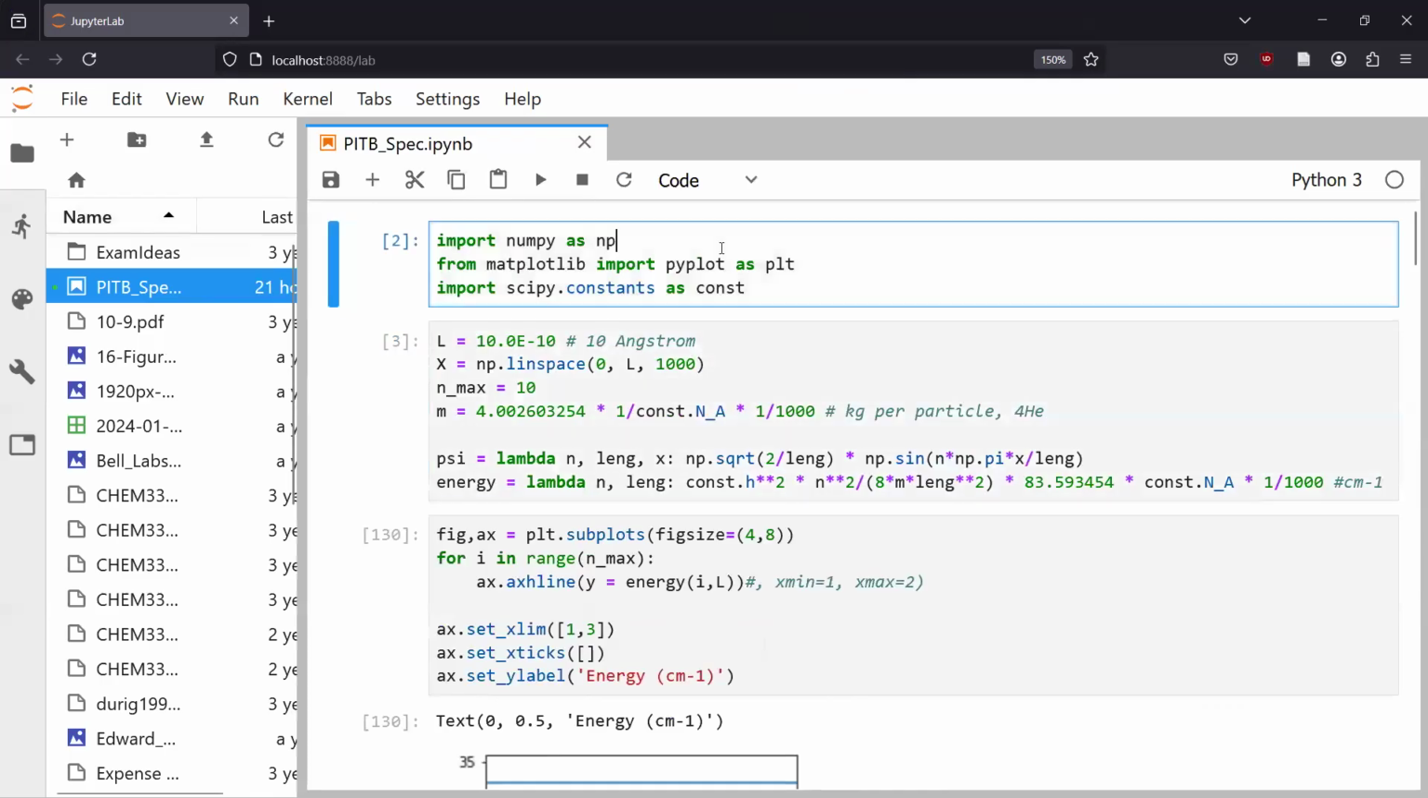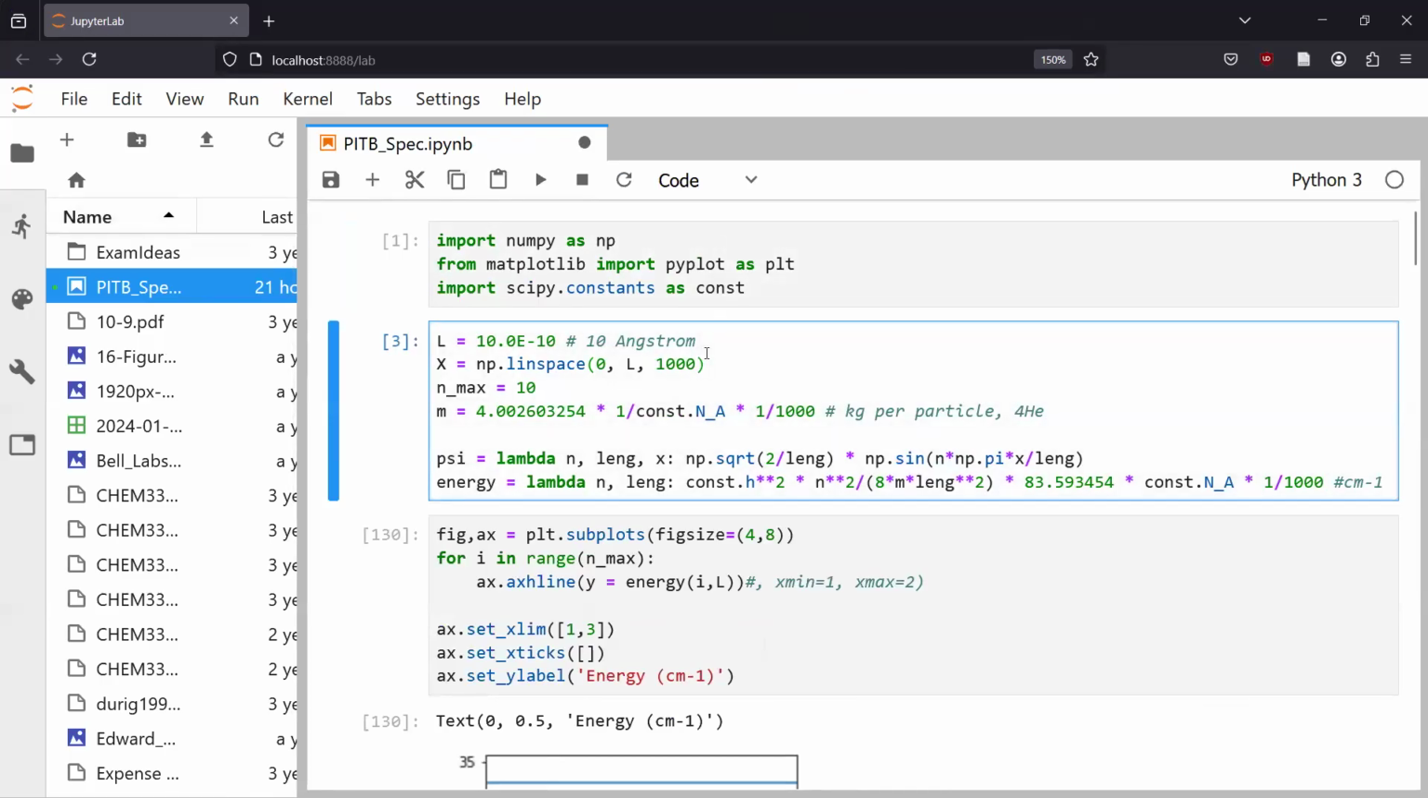Okay. So I've got some code here that sets it up. I've defined my box here. The length of the box is 10 angstroms. Just for simplification, I've set the maximum level to n equals 10. There are many more states, but I don't want to look at all of them. I've set the mass to the helium atom, so we've got a helium atom in a box of 10 angstroms.